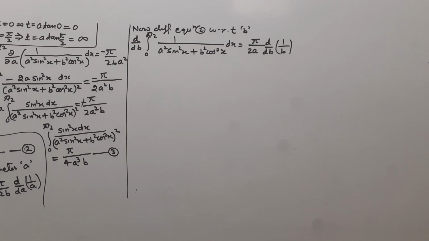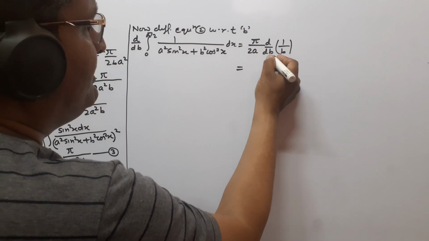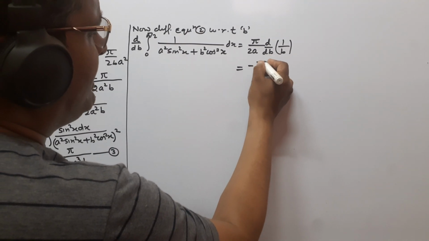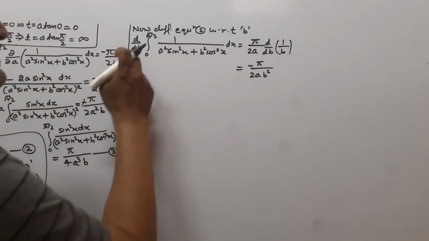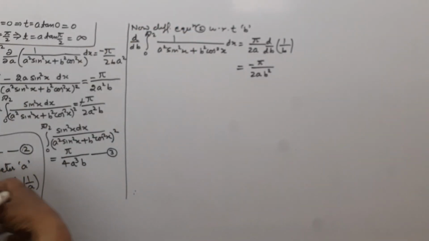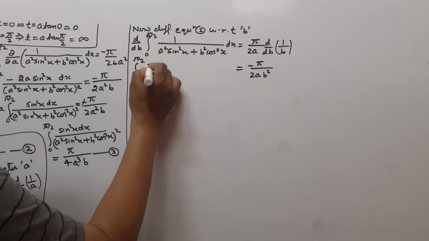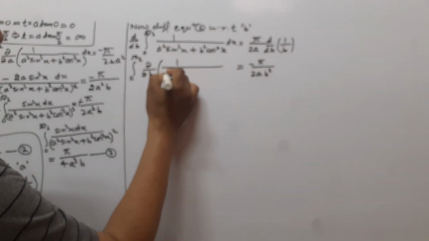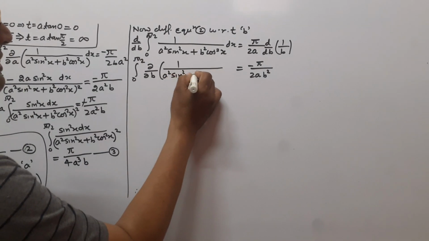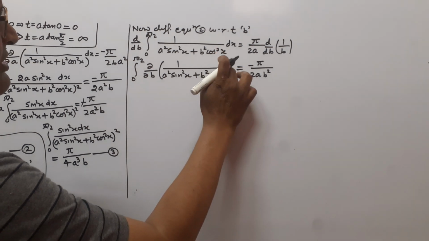Now we differentiate this. On the right hand side we can see that the differentiation of 1 upon b with respect to b is minus 1 upon b square, and this d by db goes inside the integral sign, so this becomes del by del b of 1 upon a square sin square x plus b square cos square x dx.